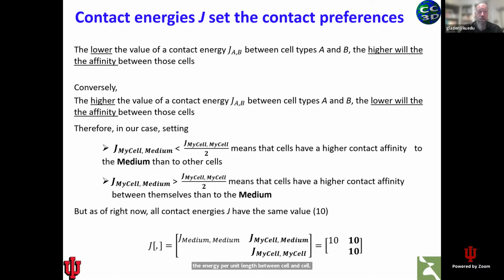Contact energies set contact preferences. The lower the contact energy, the more the adhesion between two cells. The higher the contact energy, the less cohesion there is. There is a factor of 2 with medium that you have to worry about.